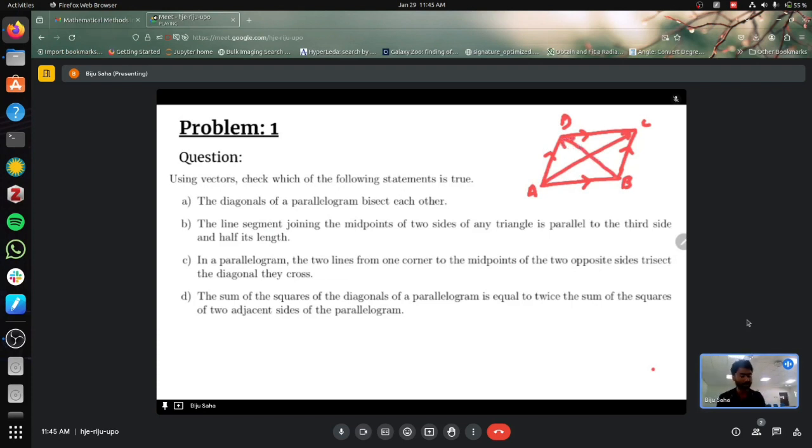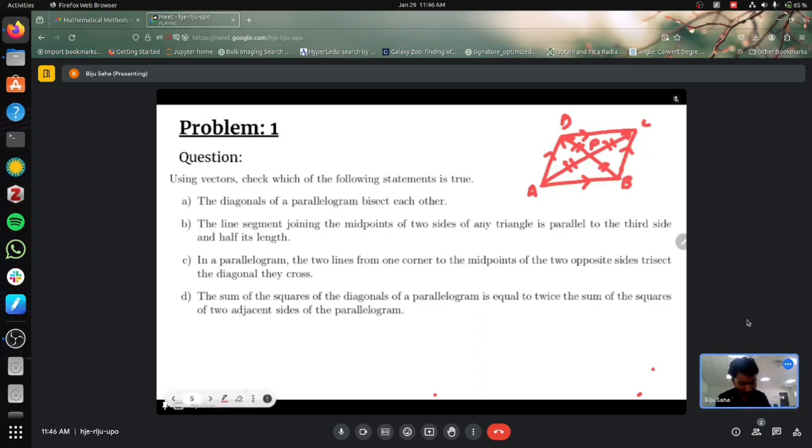If I draw a diagonal from one corner to the other, BD is one diagonal and AC is the other. What this question essentially means is that we have to check whether the diagonals bisect each other or not. That is, if the meeting point of the diagonals is, let's say, P, then whether AP is equal to PC and PD is equal to PB. The method we'll use to check this is based upon the rules of vectors that we are going to discuss in a few minutes. Let us now go to the next statement.